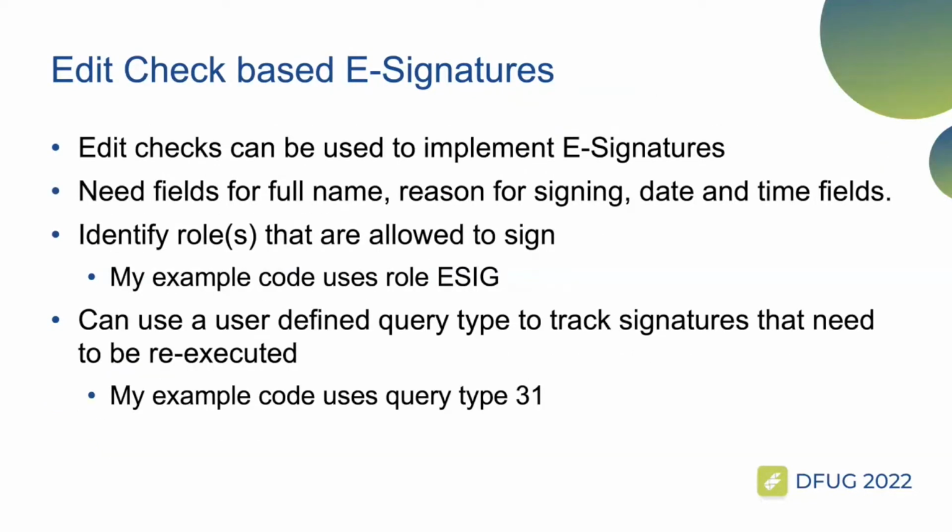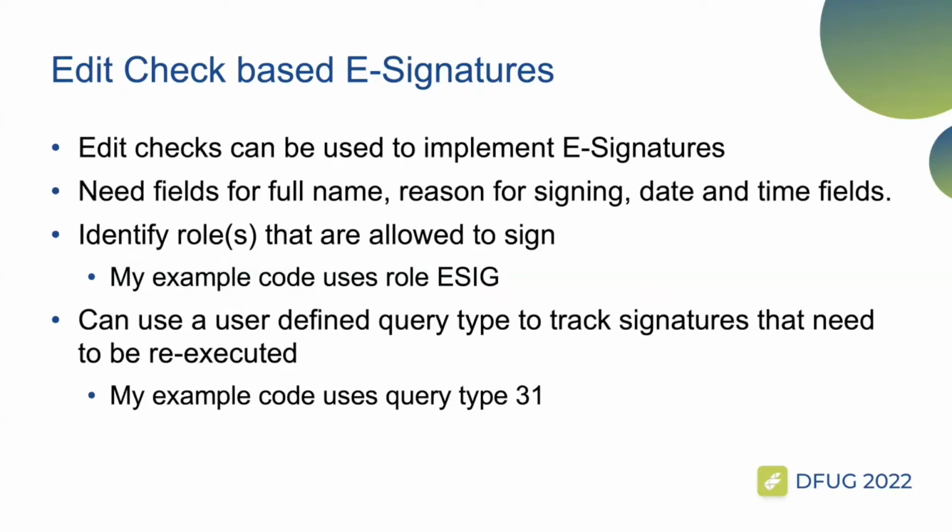So another way we can implement e-signatures is using edit checks. In order to do that, we need to have the field for the full name, the reason for signing, and the date and time fields that the regulations require. We need to have a role that's allowed to sign. So the example code that I'm going to show you uses a role that I call ESIG. And I'm going to add some functionality that allows us to have a query put on signatures that need to be re-executed.